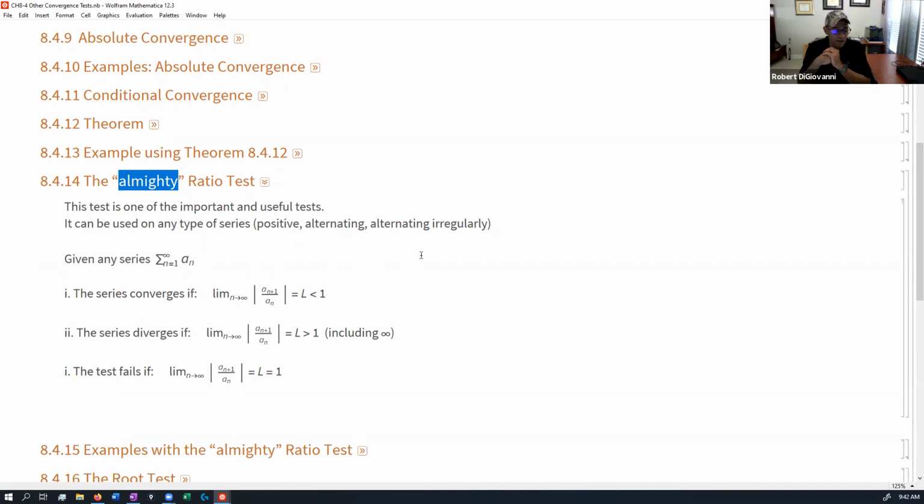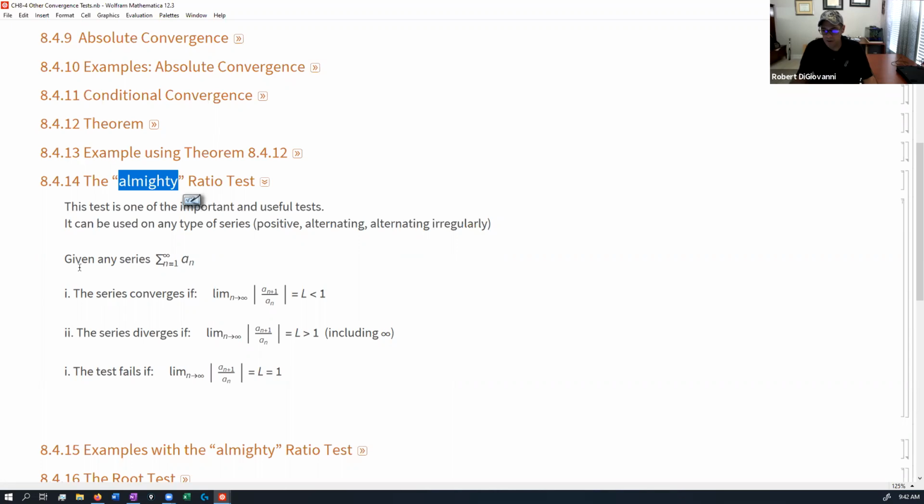The great thing about it is that it can be used on any series. You don't have to have alternating. If it's alternating, you can use this test. If it's just positives, you can use this test. If it's like the problem we just did, you can use this test. And here's the way the test works.